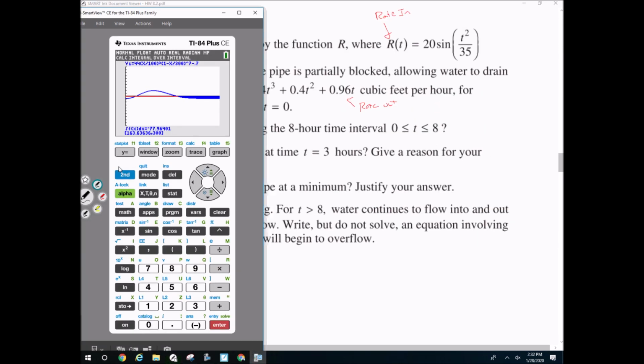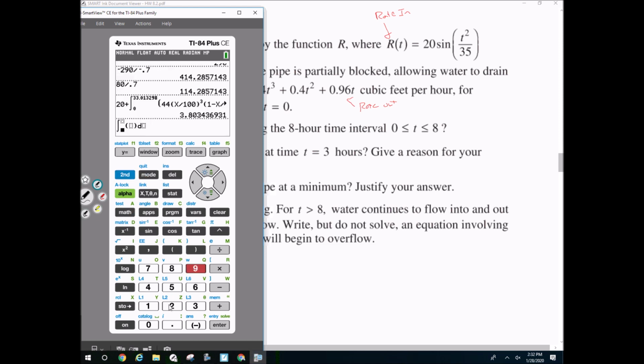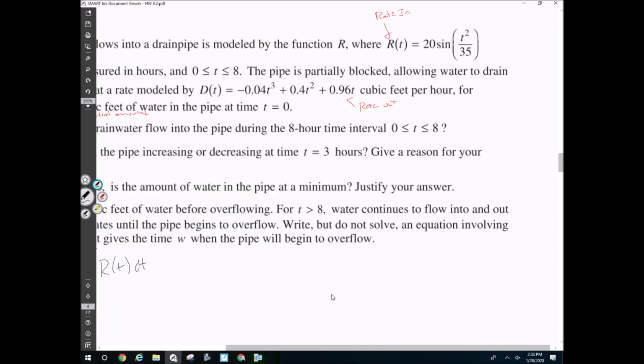So just using this, 0 to 8 of R, I get my total in is 76.570.